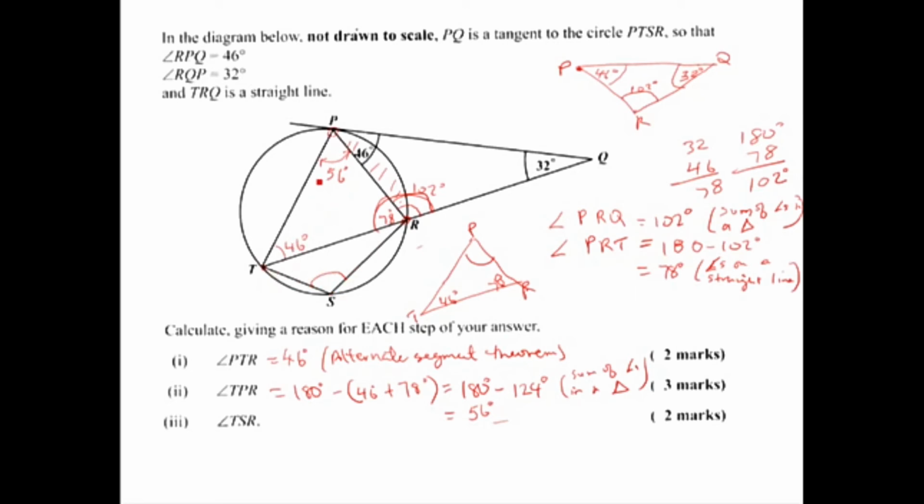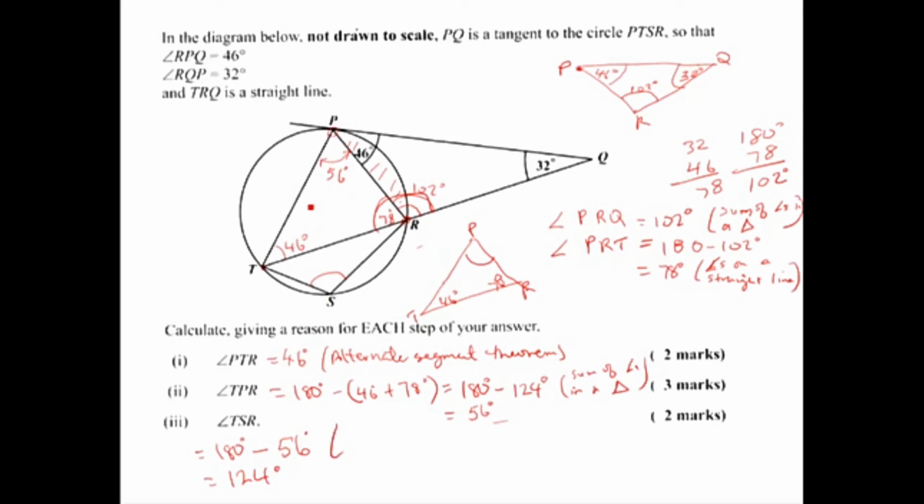Remember earlier on what was said is that this is a cyclic quadrilateral. We have a four-sided shape from T to P to R to S. All four vertices are on the circumference, and so the opposite angles add up to 180 degrees. So angle TSR is equal to 180 degrees minus 56 degrees, and that should be equal to 124 degrees.